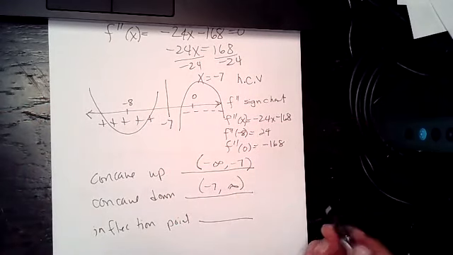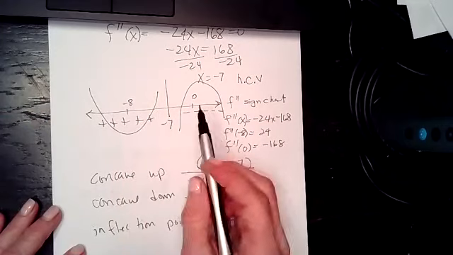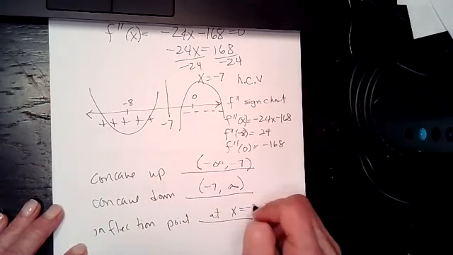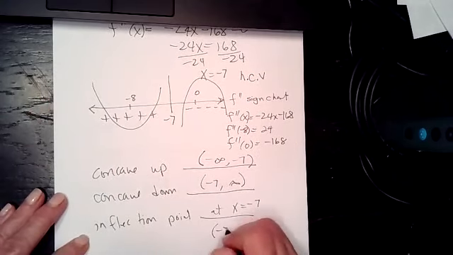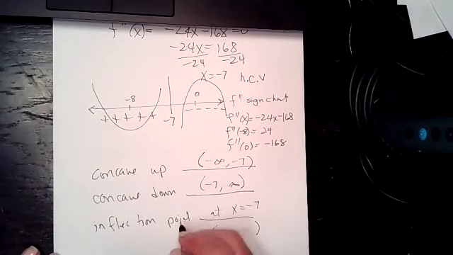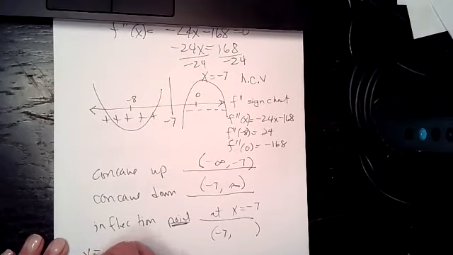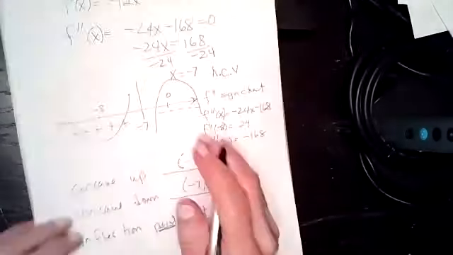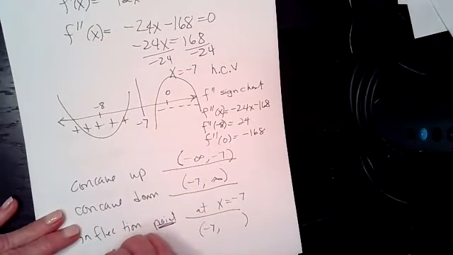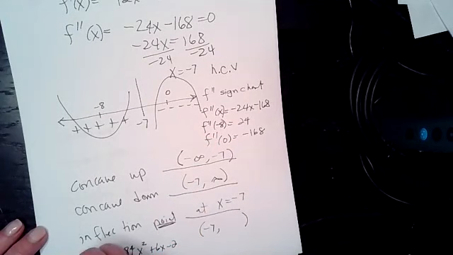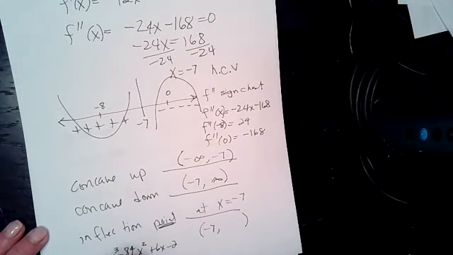And does it change concavity? Does it go from concave up to concave down? Yes, at x is equal to negative 7. And if they want the point, it's negative 7, something. So anytime you're looking for a point, you have to go back to the original. What is my original function? So that's really f of x, right? So my y is going to be f of negative 7.